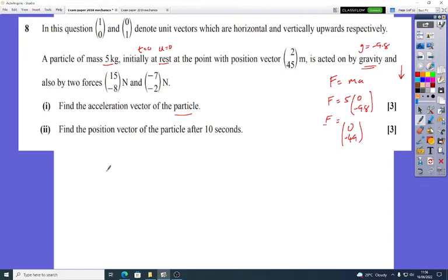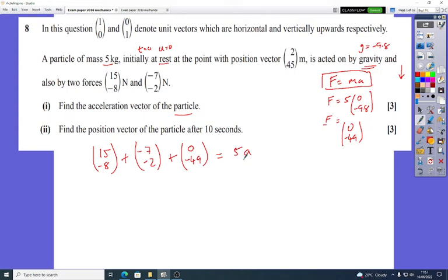So what we've got, before we go through anything, is 3 forces. So first let's look at the 3 forces that are acting on it. You've got 15, minus 8, plus minus 7, minus 2, plus this force 0, minus 49. So that plus that plus that will give you the resultant force. Again, we're going to use Newton's second law, and that's going to equal mass, which is 5, times the acceleration.